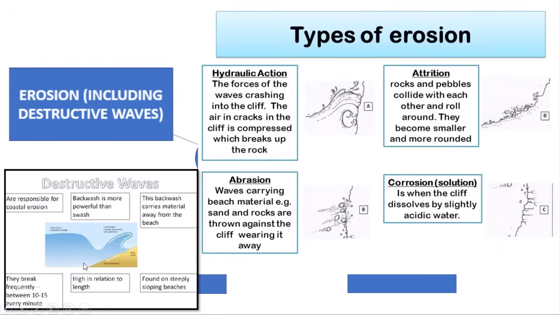So a destructive wave is something which breaks more frequently. There's normally 10 to 15 every minute. They're plunging, so they tend to create a more steeply sloping beach as they plunge, and they've got a very strong backwash to carry material away.